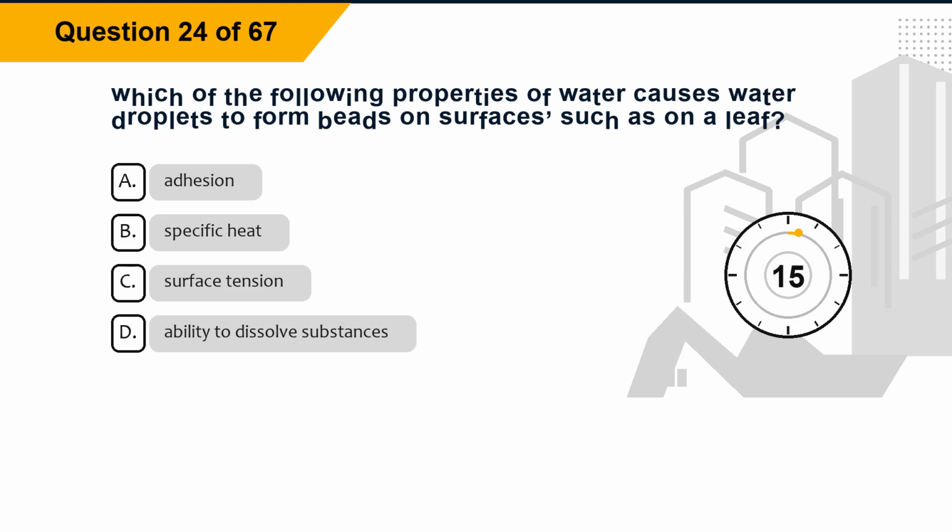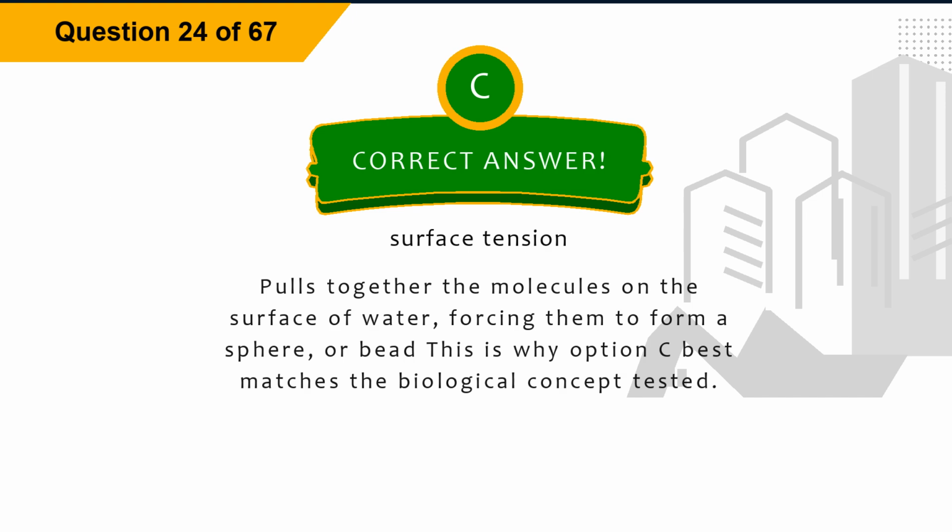Question 24. Which of the following properties of water causes water droplets to form beads on surfaces, such as on a leaf? Option A, adhesion. Option B, specific heat. Option C, surface tension. Option D, ability to dissolve substances. The correct answer is option C, surface tension. Explanation. Surface tension pulls together the molecules on the surface of water, forcing them to form a sphere, or bead. This is why option C best matches the biological concept tested.